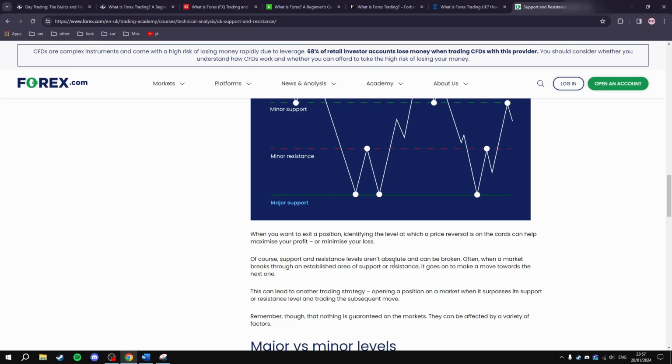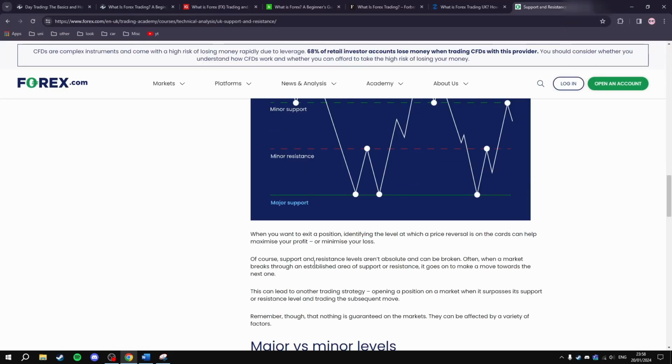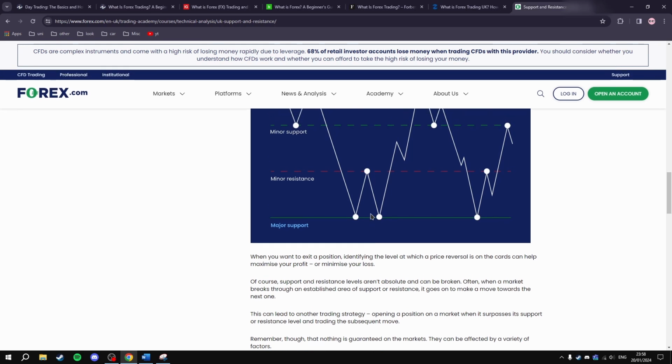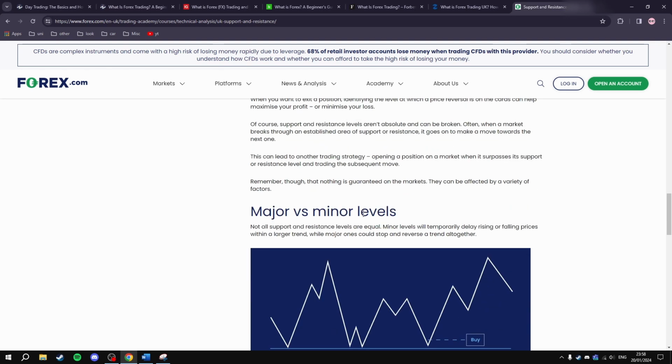Of course, support and resistance levels aren't absolute and can be broken. Often when a market breaks through an established area of support or resistance, it goes on to make a move towards the next one. This can lead to another trading strategy, opening a position on a market when it surpasses a support or resistance level and trading the subsequent move. Remember though that nothing is guaranteed in the markets, they can be affected by a variety of factors.